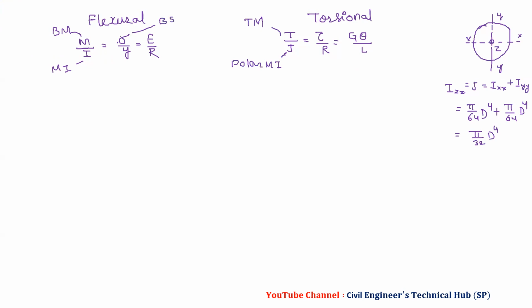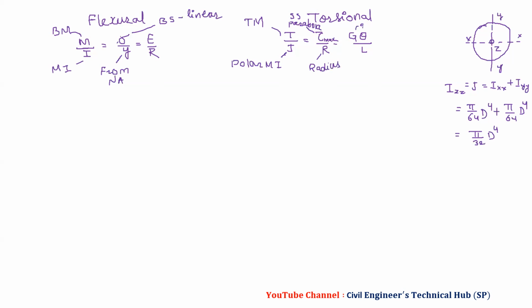Sigma, we have bending stress. Bending stress is linear. Tau, we have shear stress. Shear stress is a parabola. Then we have Y, distance of the fiber from the neutral axis. R, this is a radius, and this is maximum at the surface. So this is the radius of the shaft.